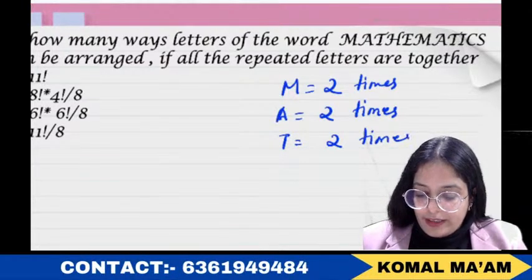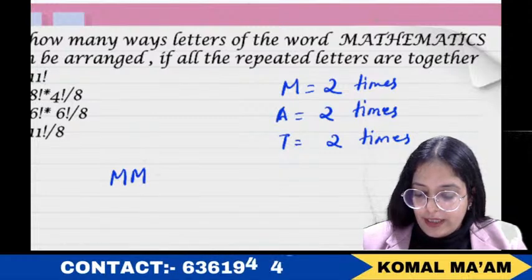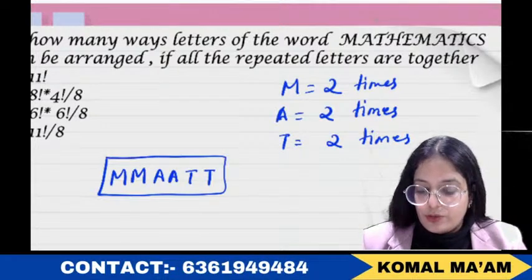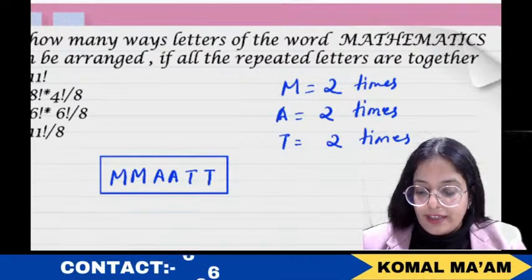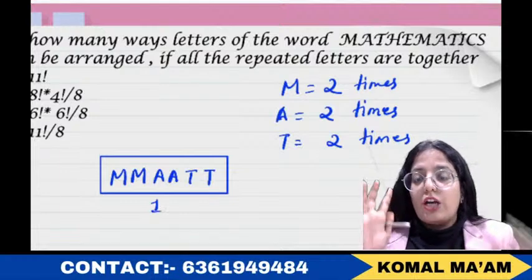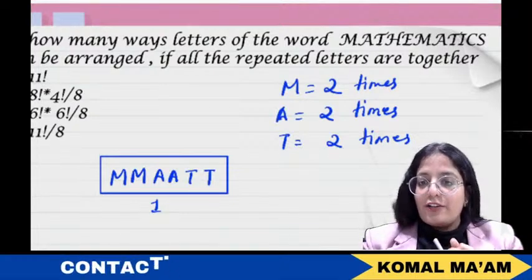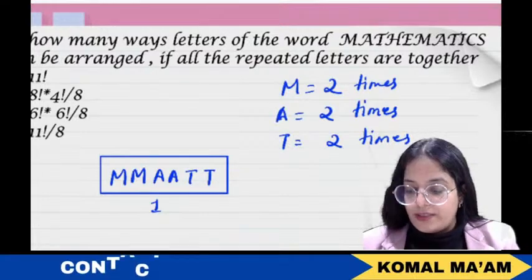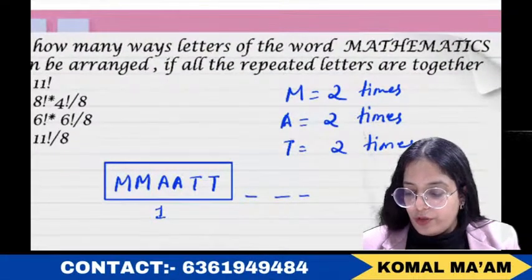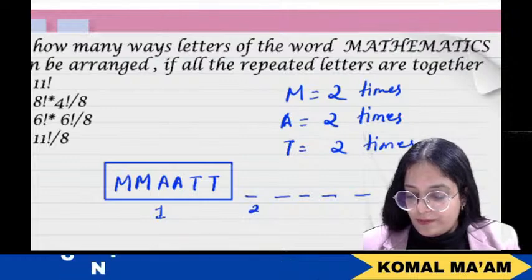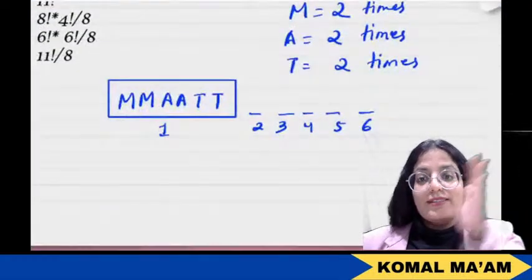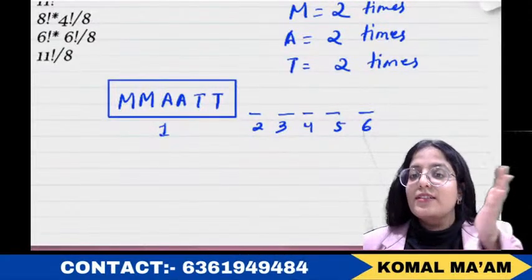So what are they saying? That the repeated letters MM, AA, TT should come together. Whatever items they ask to be placed together, we'll assume as one item. So now out of 11 letters, 6 are together. You will be left with 5 more letters, that means 5 more places. So all in all, how many places, guys? 6 places, 6 items.